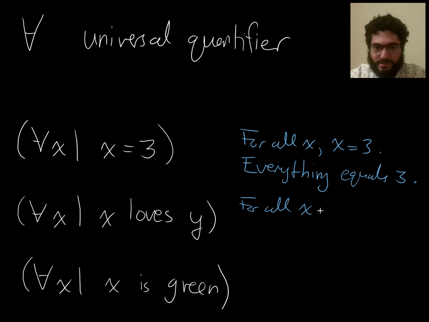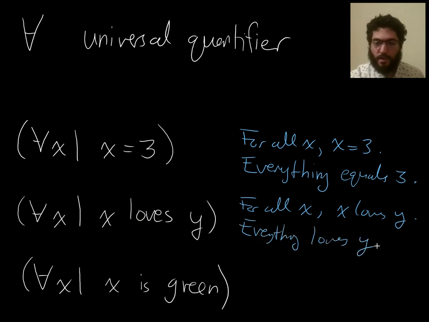That doesn't make sense. For all x, x loves y. So how would you read this without mentioning x? Since x is the quantified variable, this is not saying anything about x. Y is not quantified, however, so it must show up. So there should be a way to say this without mentioning x, but still mentioning y. Everything loves y.